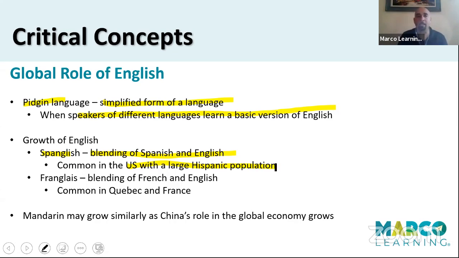Franglais, you get a lot, that is the blending of French and English, and that's common in Quebec and in France. And that's a big theme, particularly in Quebec, where language has been such a divisive issue historically, to the point where twice Quebec voted on whether or not to remain part of Canada, and the fact that they have to have signage in English and in French, and the idea that Franglais is kind of a bridge between the two.